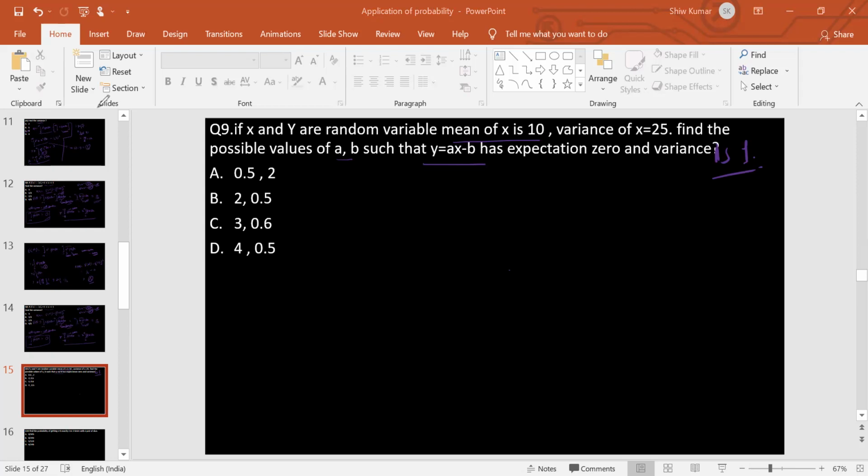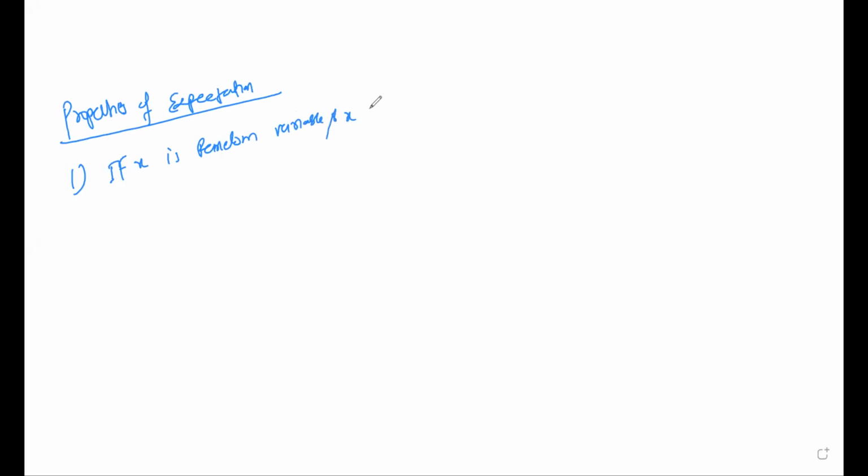Look here, I'm going to discuss the properties of expectation. The first property is: if x is a random variable and a is a constant, then the expectation of ax is a into expectation of x. You take a out.